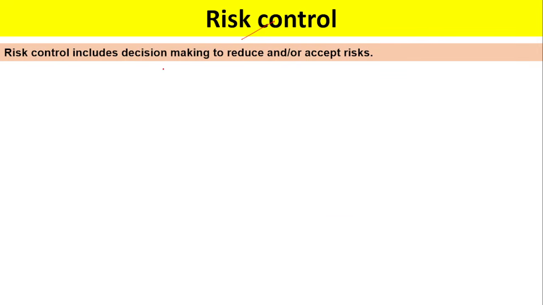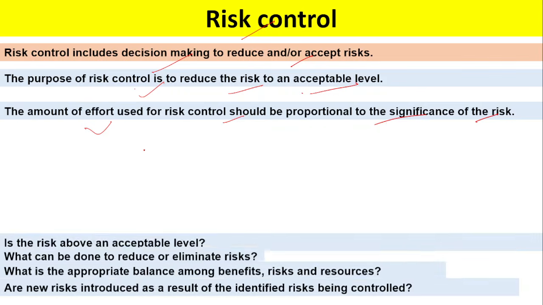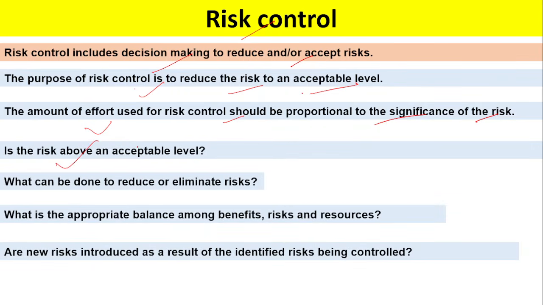Risk control. Risk control includes decision making to reduce or accept the risks. The purpose of risk control is to reduce the risk to an acceptable level. The amount of effort used for risk control should be proportional to the significance of the risk. Is the risk above an acceptable level? What can be done to reduce or eliminate risks? What is the appropriate balance among benefits, risks, and resources? Are new risks introduced as a result of the identified risks being controlled?